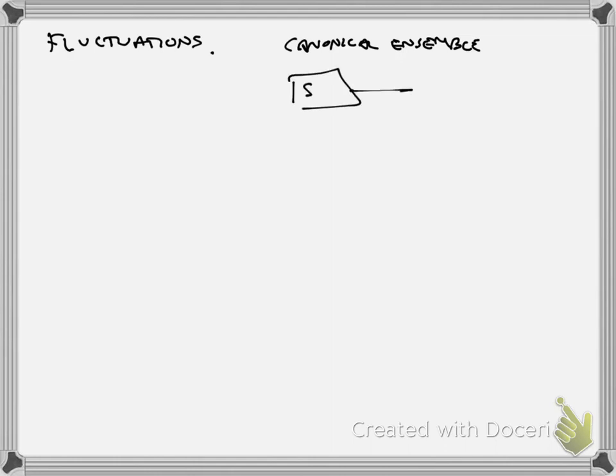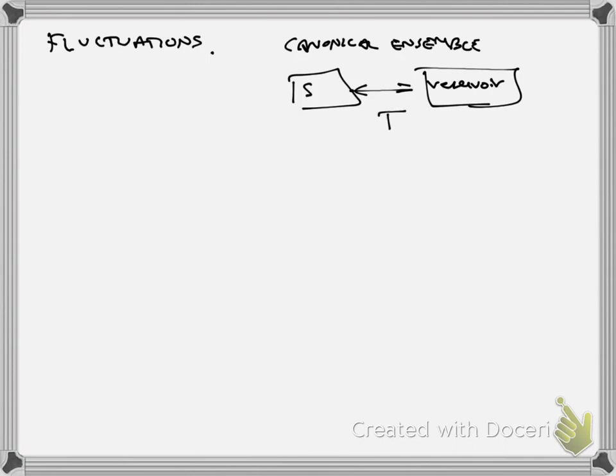So let's talk about fluctuations. Before, I just said, okay, here's my system. Let's not even do it in the grand canonical ensemble, let's just do it in the canonical ensemble. Here's my system, and it's talking to some reservoir, and it's exchanging energy with the reservoir, so that this is described by some temperature T.